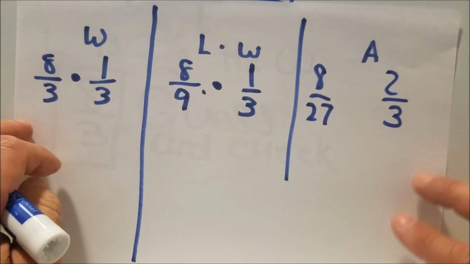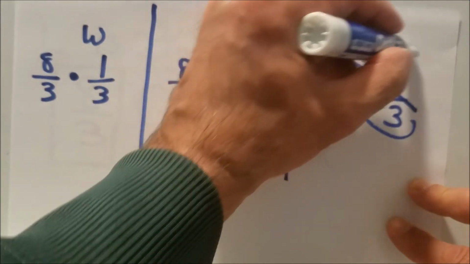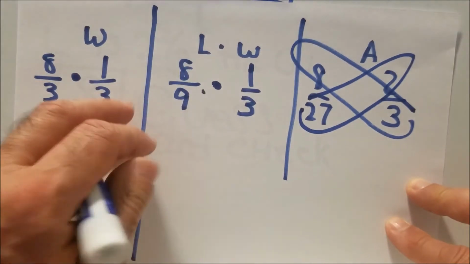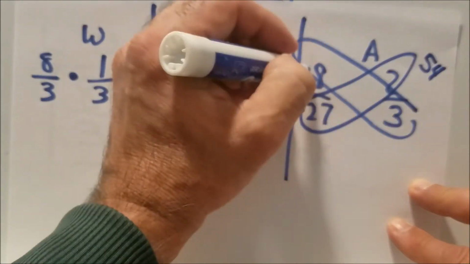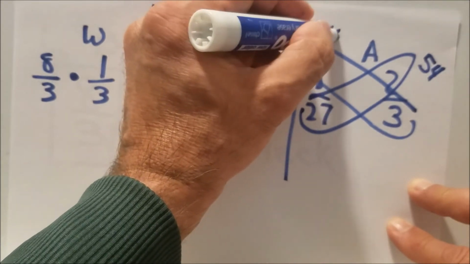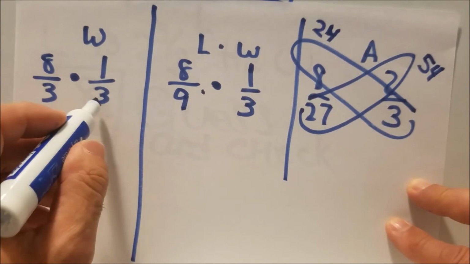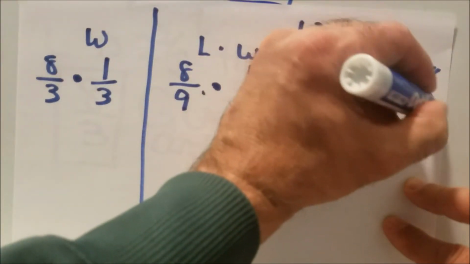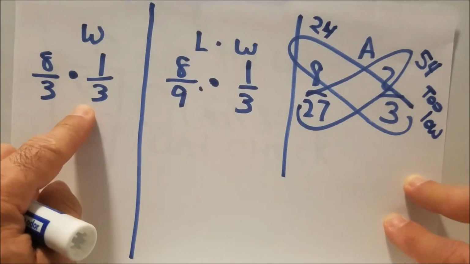So let's use the cross product rule, or the bow tie method. Looks like a bow tie, right? So 27 times 2 is 54. 3 times 8 is 24. They do not equal each other. So when we did this width, it was too low. We need a width greater than 1/3.